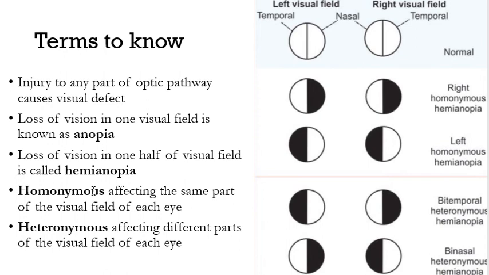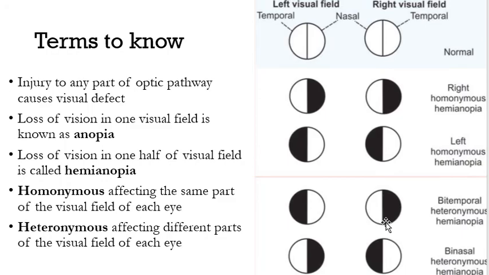heteronymous. So heteronymous is where you have different sides or different parts of the visual field of each eye being affected. So you have, let's say, the left side of the left eye and the right side of the right eye. Because it's not the same direction, it's not left left, it's left right of either eye. So you will say it is heteronymous. So if we look at diagram number 4, you see it's darkened on the left side of the left eye and on the right side of the right eye. So that's left and right. So that is heteronymous, and because it's half, it's hemianopia.